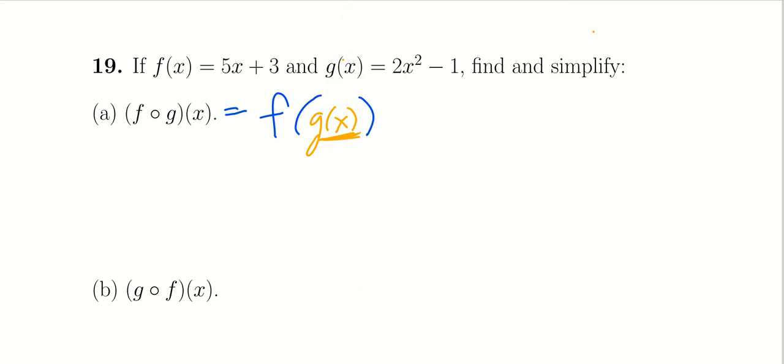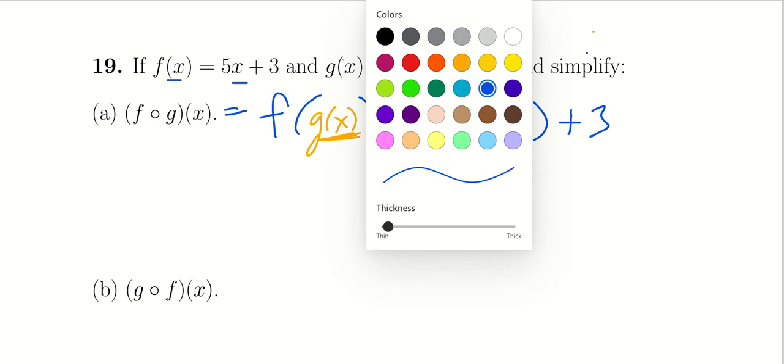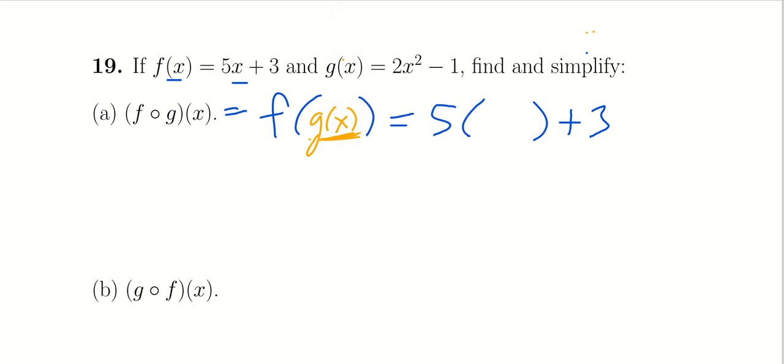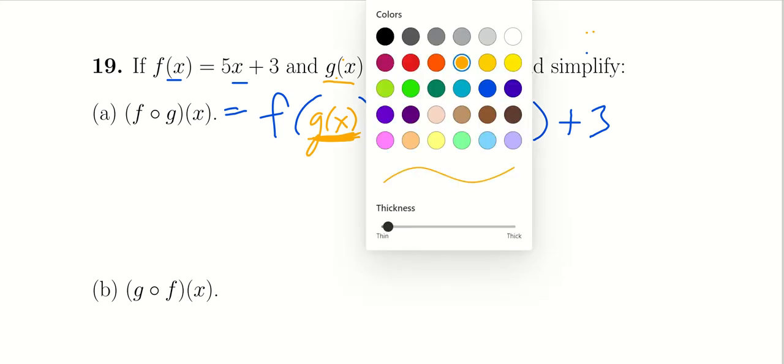So what we're doing here is we're taking the outer function f. F of x looks like this. F of x says take your input, multiply it by 5, and then add 3 to it. Well, what are we plugging into f? Well, we're plugging in g, and g of x is the expression 2x squared minus 1.